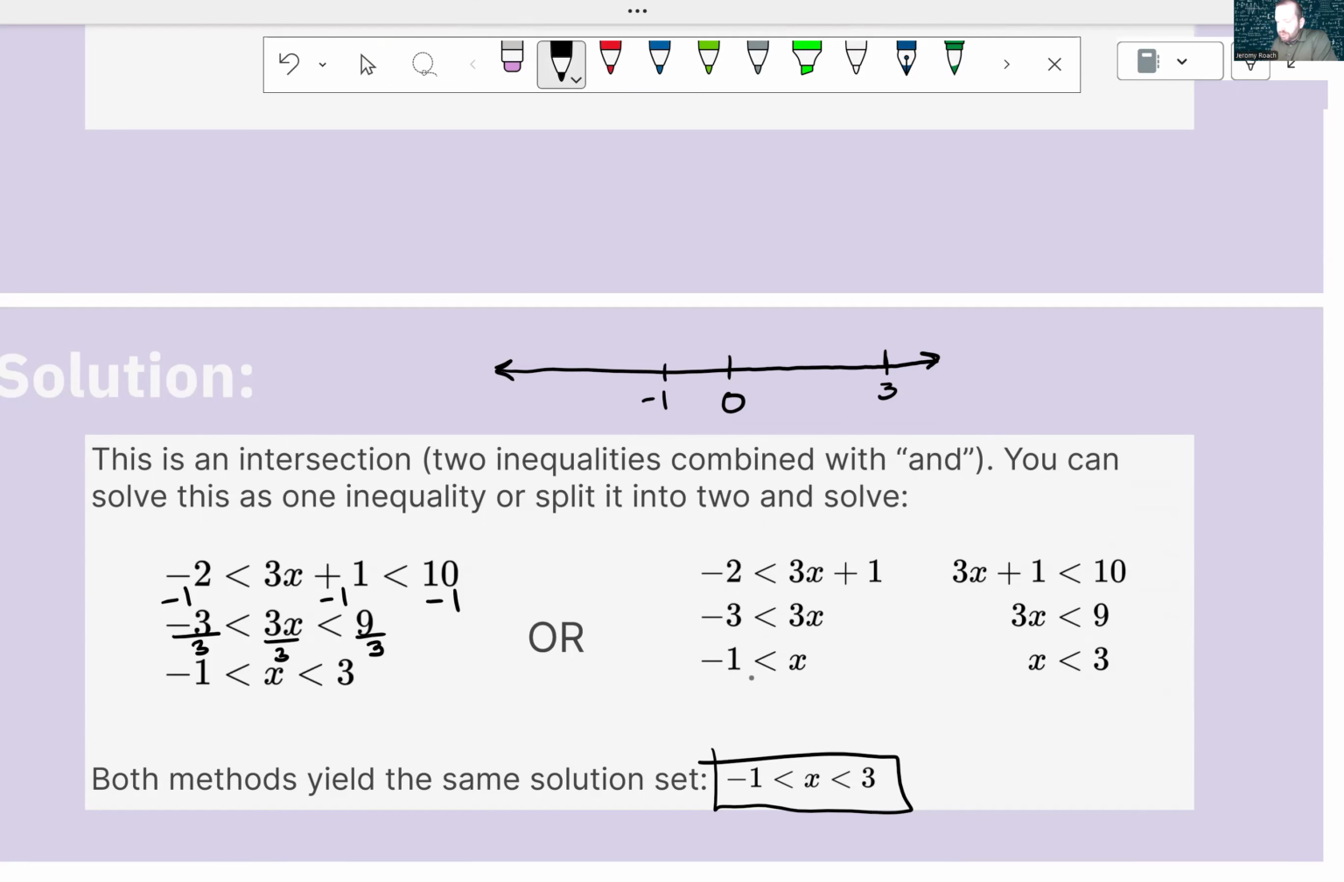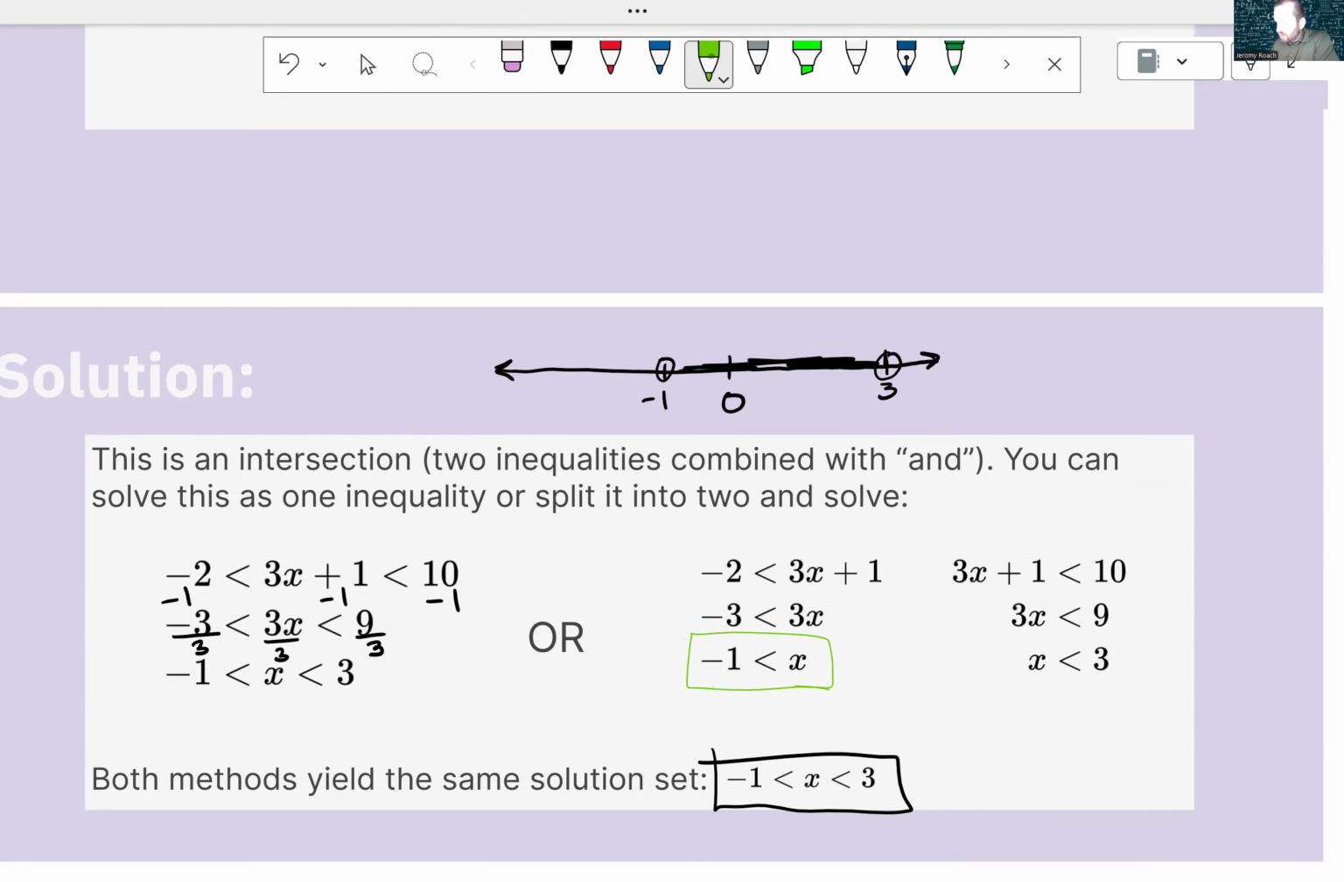Now we start by identifying our endpoints or our values, and then we have to decide, is it less than or equal to, or just less than? This one's less than. So because it's not equal to, we do an open circle at -1. And then 3, same thing. It's not equal to 3, so we do open circle at 3. And this says x is between those two numbers. So like that.